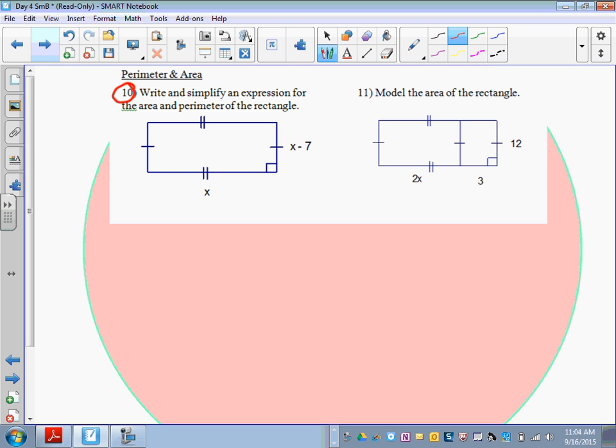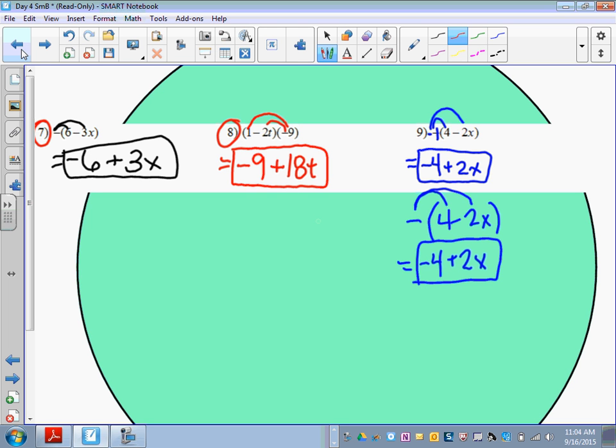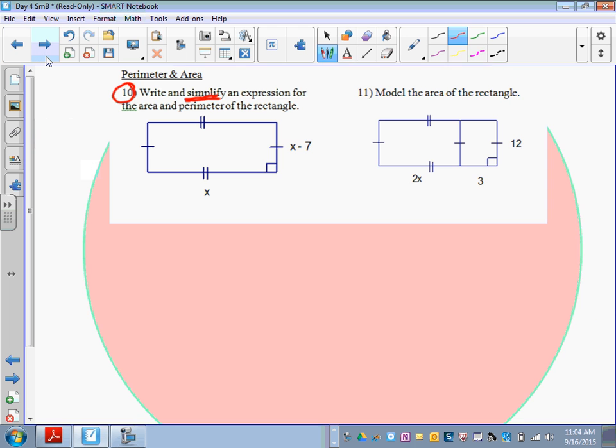So write and simplify. Okay, so we're going to write down your answer. We do need to simplify, so that's important. Make sure we combine like terms. An expression is just simply what we've been doing here. An expression is just a combination of terms added and subtracted, multiplied, and divided together. For the area and perimeter of the rectangle. So we need to find area, which I'm going to call A, and we need to find the perimeter, which I'm going to call P.